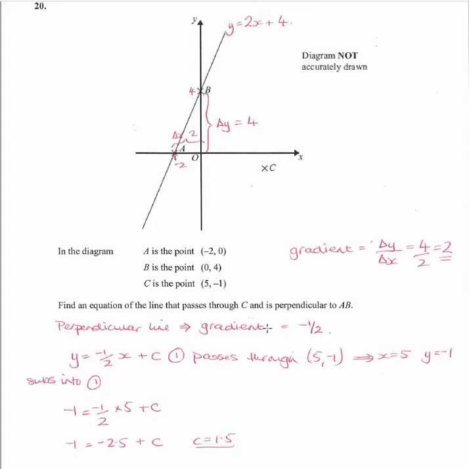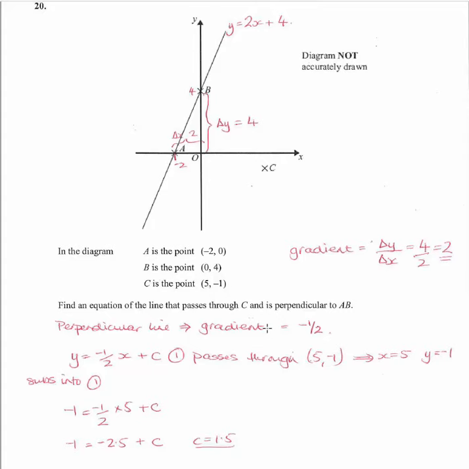Now the way we would do that is we know that the line passes through this point here. It passes through 5, -1. And that means that when x is 5, y is -1. So we put these numbers into this equation. We put in -1 for y, and we put in 5 for x.